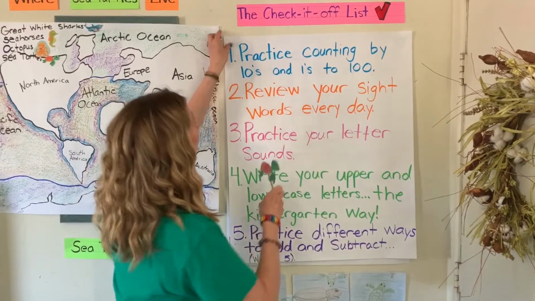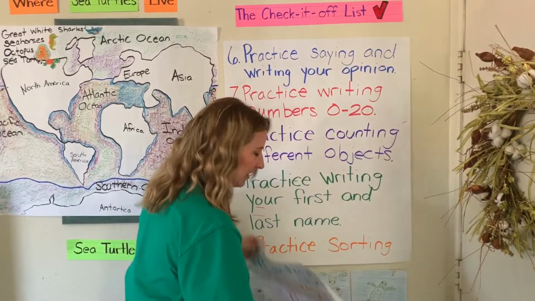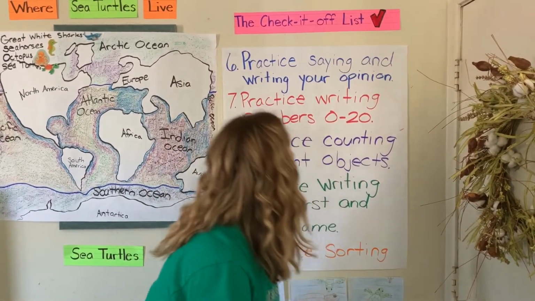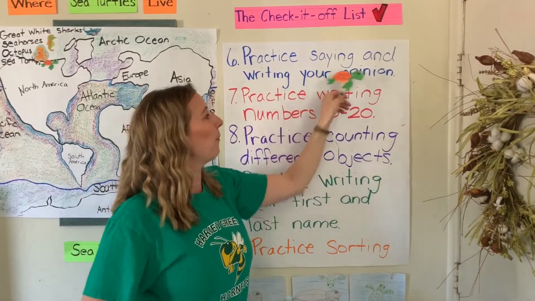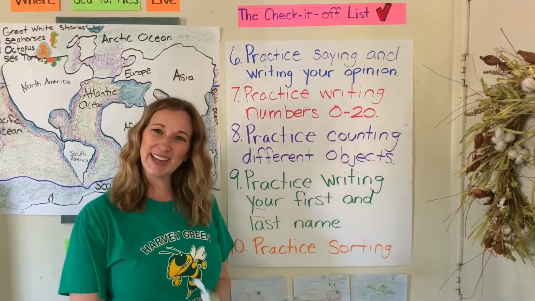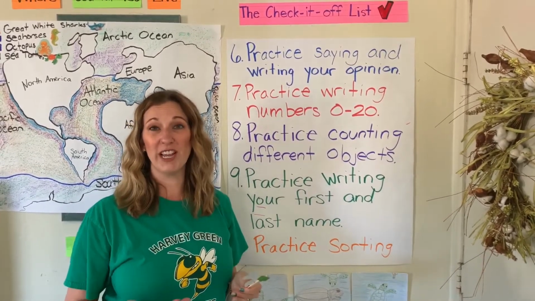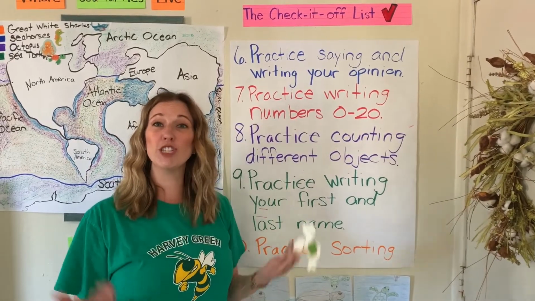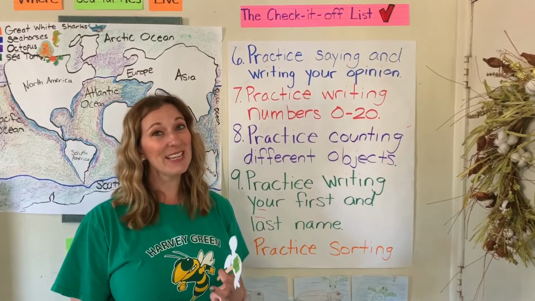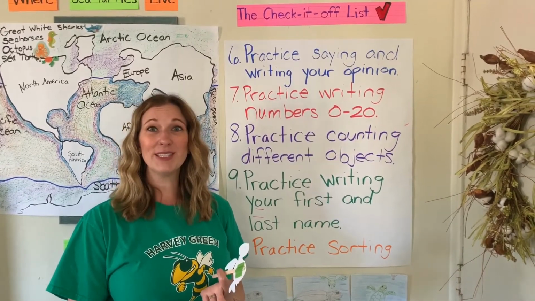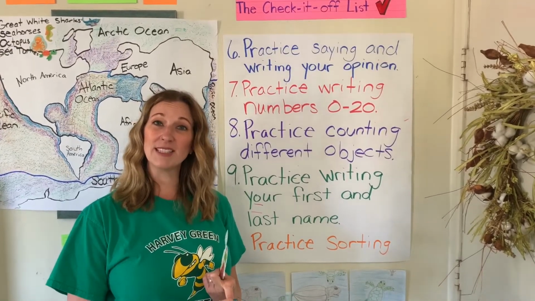Okay, time to look at our new 5 to continue practicing. Number 6, practice saying and writing your opinion. So in our next video, what we're going to talk about is what your favorite ocean animal was that we learned about in our ocean animal unit. Was it the great white shark? Was it the seahorse? Was it the octopus? Or was it the sea turtle? Choose the one that you liked the best and tell someone.